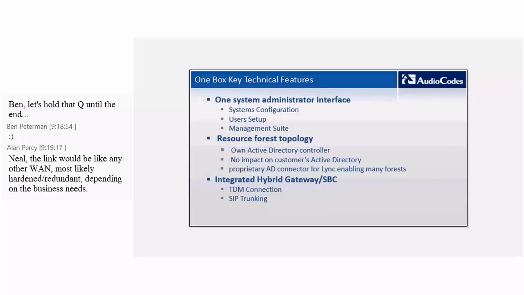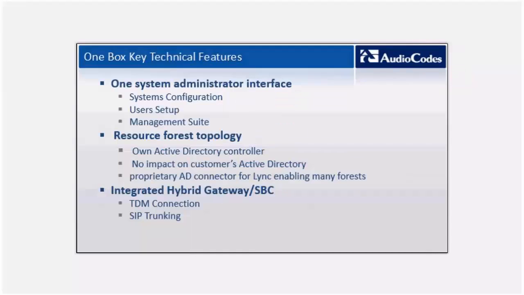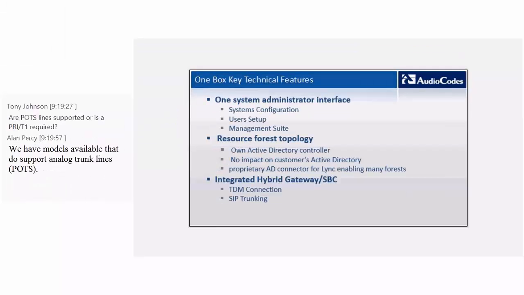So basically, as I said, the OneBox has a system administration interface. It's HTML based. From that interface you configure the system, manage the users, give policy to the users, and so on. By default, the basic OneBox ships as a resource forest topology with an existing domain controller. That's important because sometimes when you're doing a POC, the customer doesn't want to mess around with their own domain controller and adding schemas and so on.